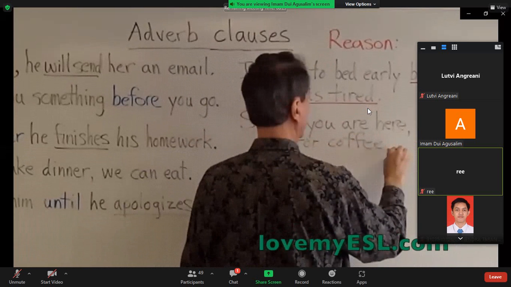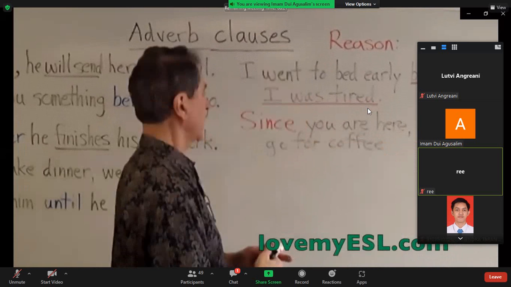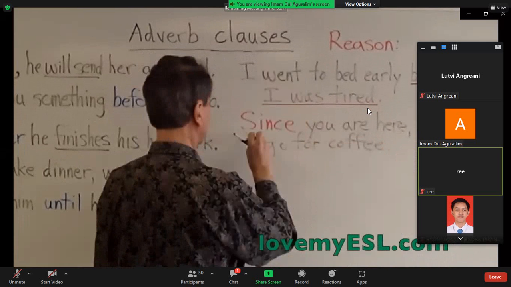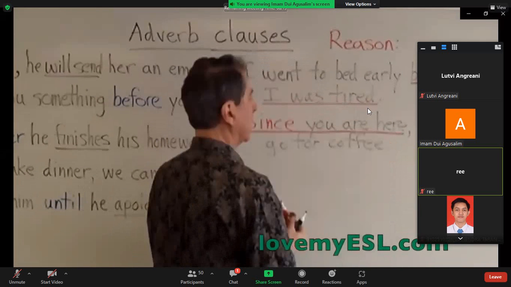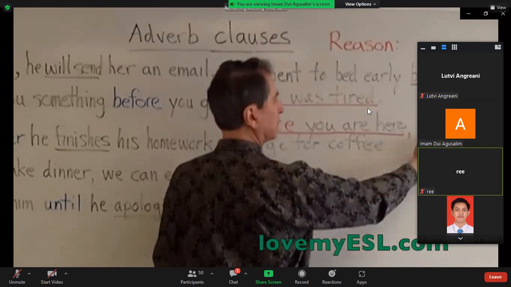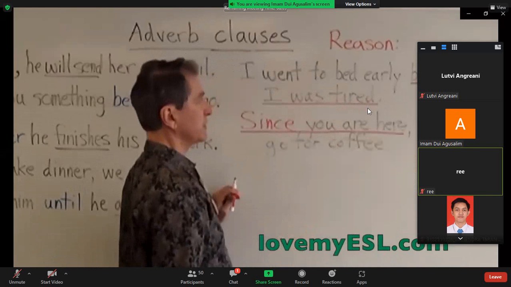So we're going to go down to our neighborhood coffee shop and have a cup of coffee. Since you are here, let's go for coffee. Now this is my adverb clause right at the beginning of the sentence, and that's why I have a comma after that, before the independent clause.